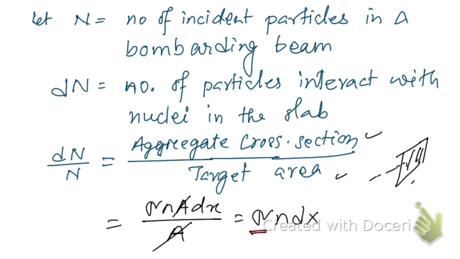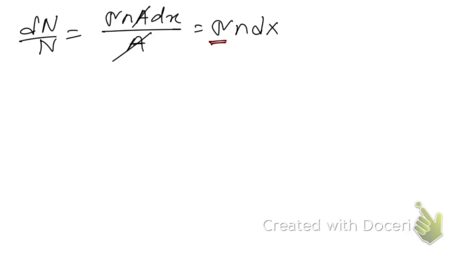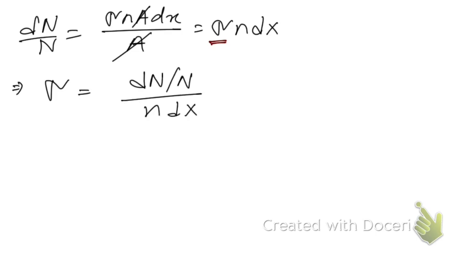So if we simplify this, let me take a new slide. From this step, let me copy this last step and go to a new slide. So here you see, from here what we are going to get is sigma equal to dn by N divided by n dx. That's what we are going to have. So this is the required expression.